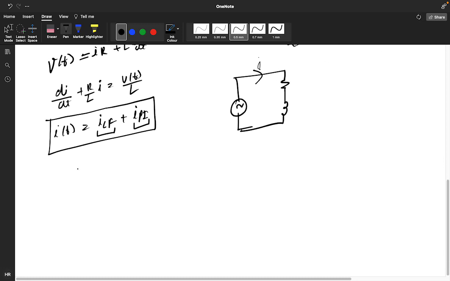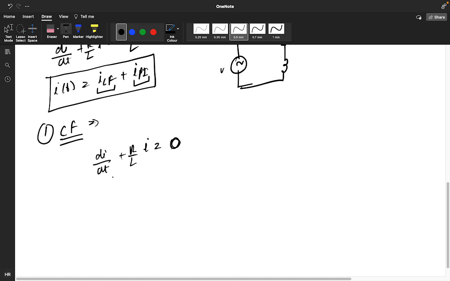So guys, as you remember, for the complementary function, your force will be 0, meaning your input will be 0. My input is voltage, so I have to make my voltage 0. So I will get di/dt plus R/L into i, and this v(t) is 0. Now if you solve this complementary function, i_CF, like earlier we did in the DC circuit, we'll get A e^(-R/L t).